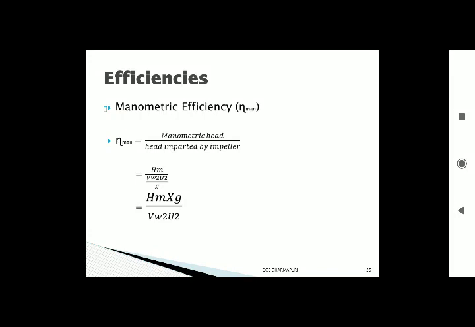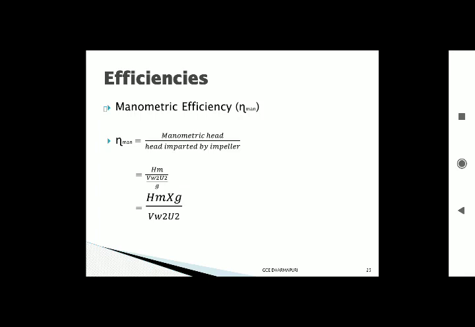First one is manometric efficiency. Manometric efficiency is nothing but manometric head divided by head given by impeller. Head given by impeller is nothing but, at the outlet point we will have three velocities: one is tangential velocity, the second is relative velocity, then absolute velocity. We will have whirl velocity and flow velocity also.